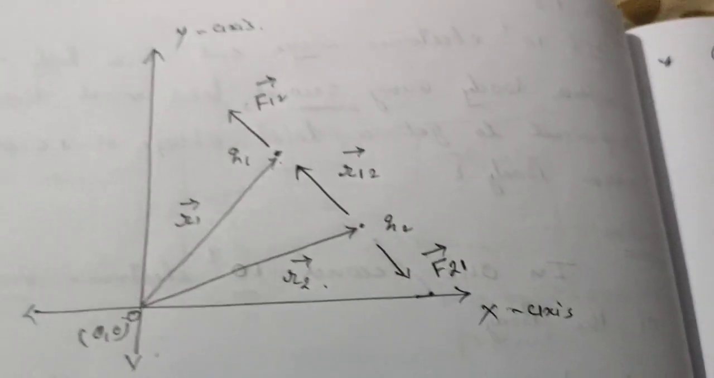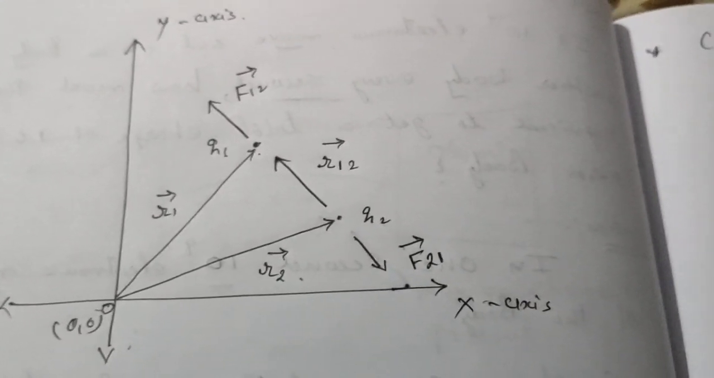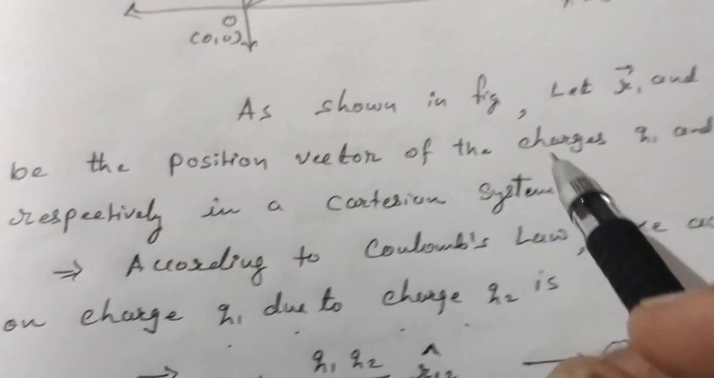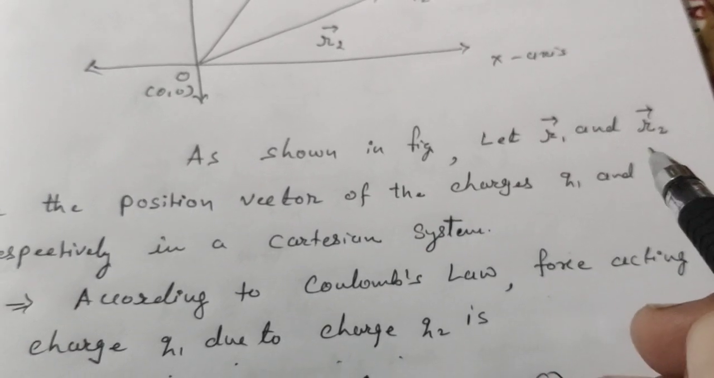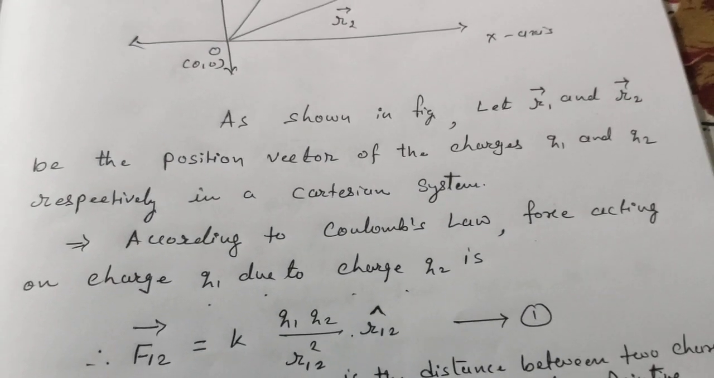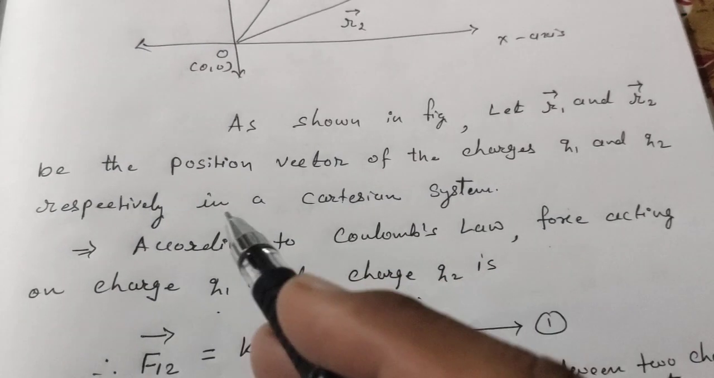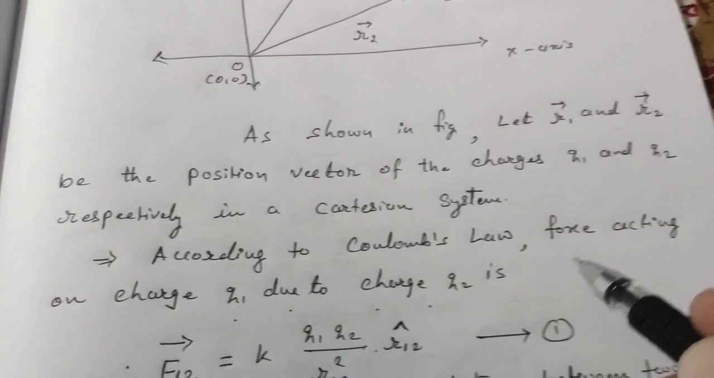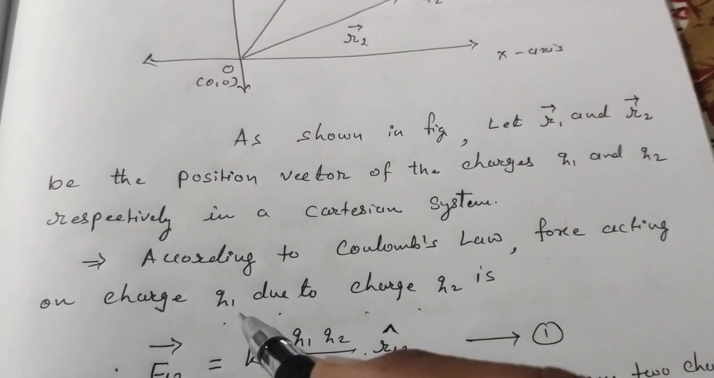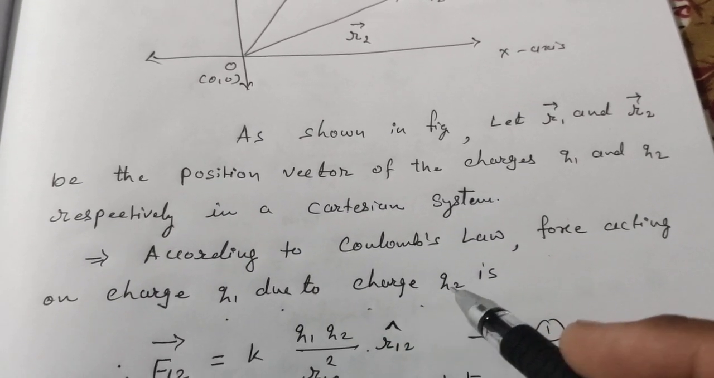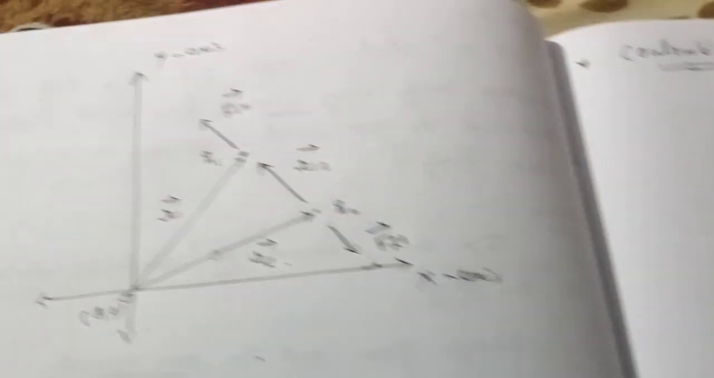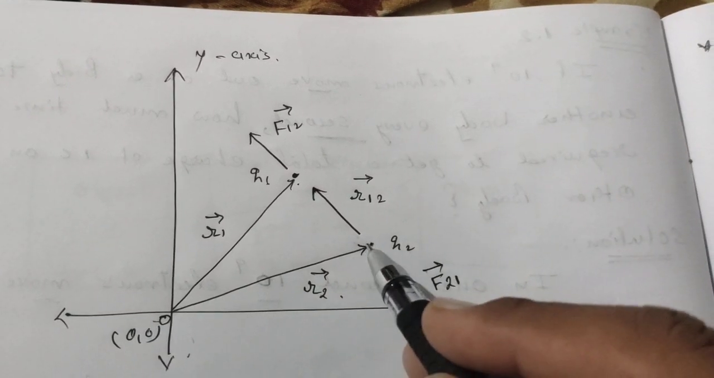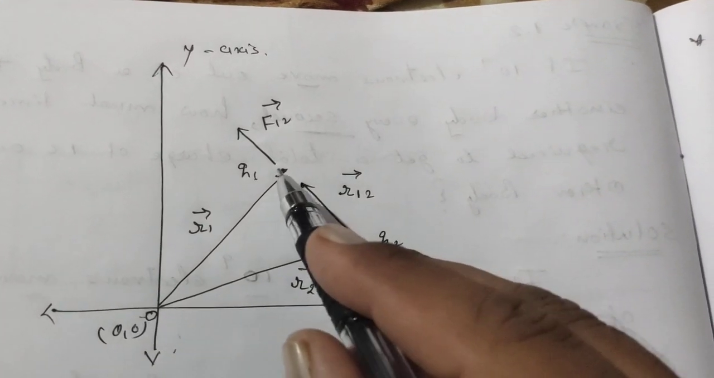Now let us see how to narrate this diagram. As shown in the figure, let R1 and R2 be the position vectors of charges q1 and q2 respectively in a Cartesian coordinate system. According to Coulomb's law, the force acting on charge q1 due to q2 is, so let us again see the diagram over here. As per our statement, charge q2 exerts a force on charge q1.